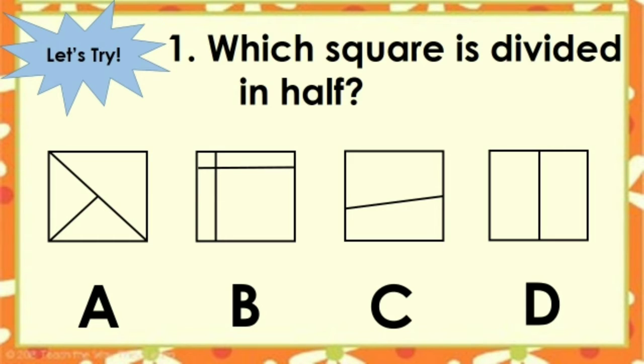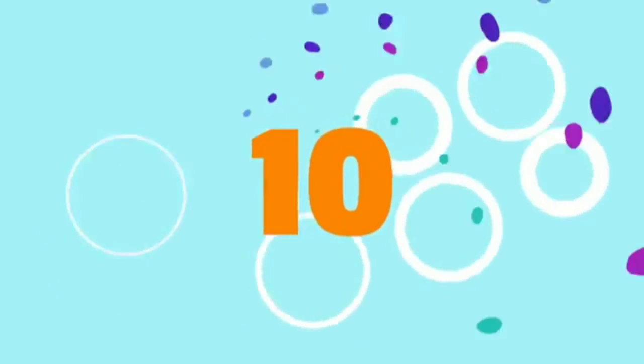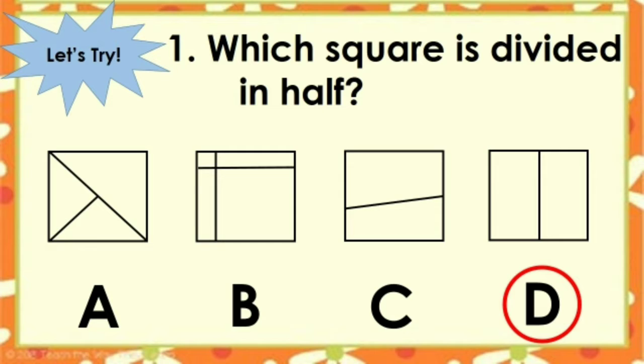Which square is divided in half? Remember that half means being divided into 2 equal parts. Teacher, the answer is square D. That's right. It's square D. Both square A and B are not divided into 2 parts. Square C is divided into 2 parts, but the parts are not equal. While square D has 2 parts that have the same exact size.